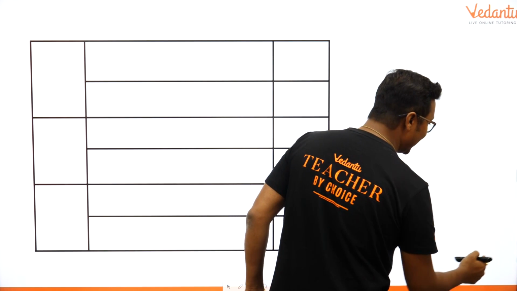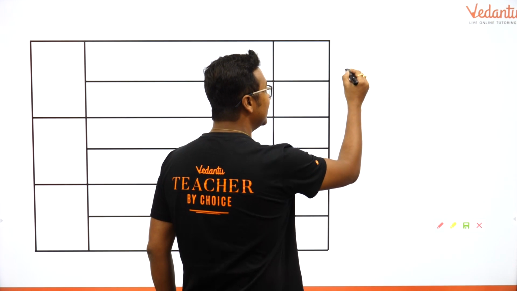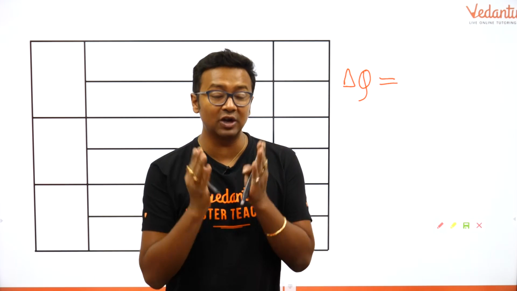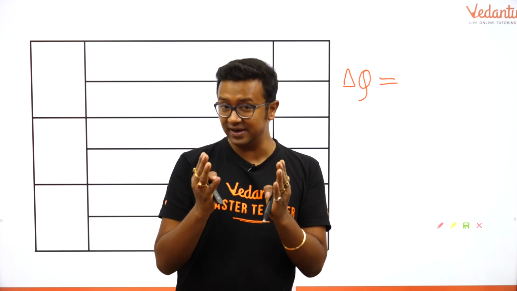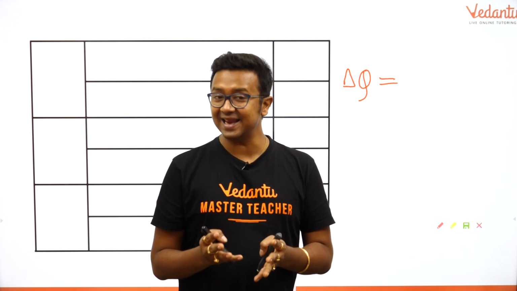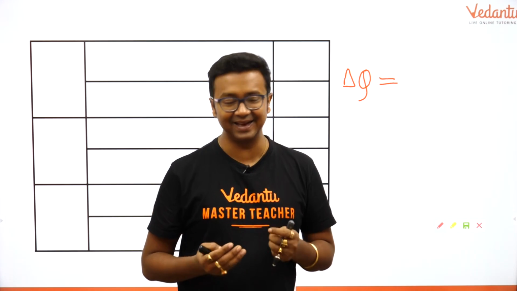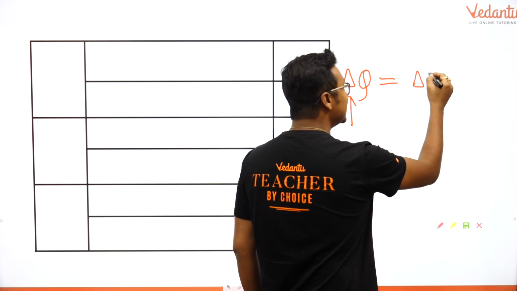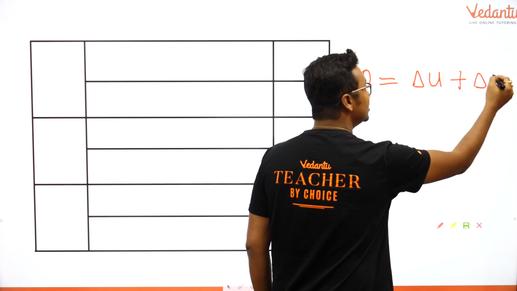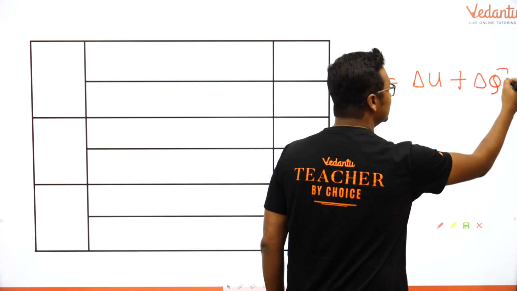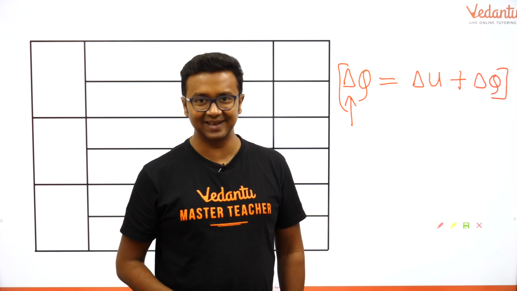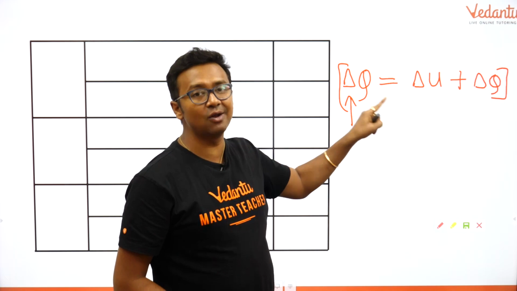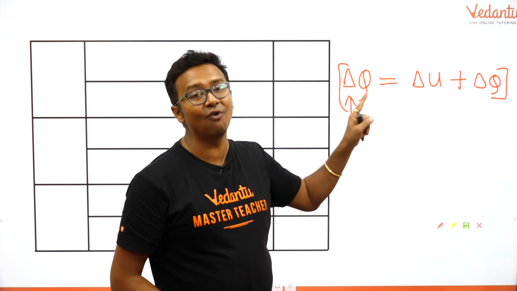That is, you provided delta Q, heat energy, and it got converted into two things. Number one, it increased the internal energy of the gas. Second, there was some work done by the gas. Clear? So this delta Q, which was initially provided to the system, increased its internal energy and did some work, that is, delta Q is equal to delta U plus delta W, my dear students. Clear? So this is the mathematical way of representing your first law of thermodynamics, and it is based on the conservation of energy. All right.